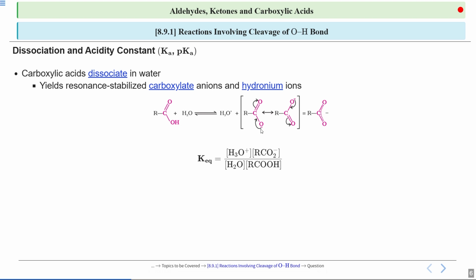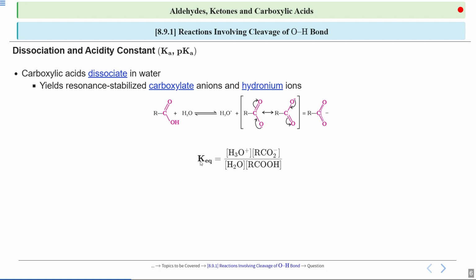Now if we see the equilibrium constant here, KEQ, this is the equilibrium constant. So this equation shows the relationship between the concentration of ions and the molecules which are involved in the dissociation of carboxylic acids. So if you take this as your reactants, where carboxylic acids react with water to give hydronium ions and carboxylate anions.